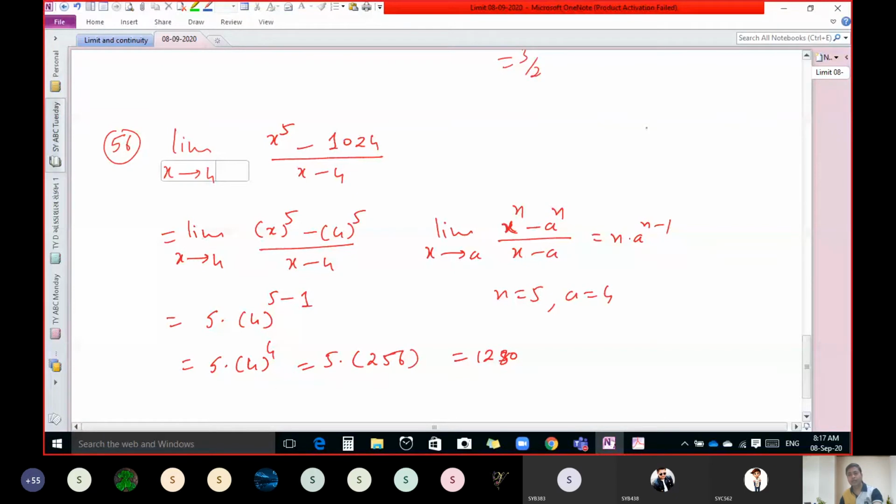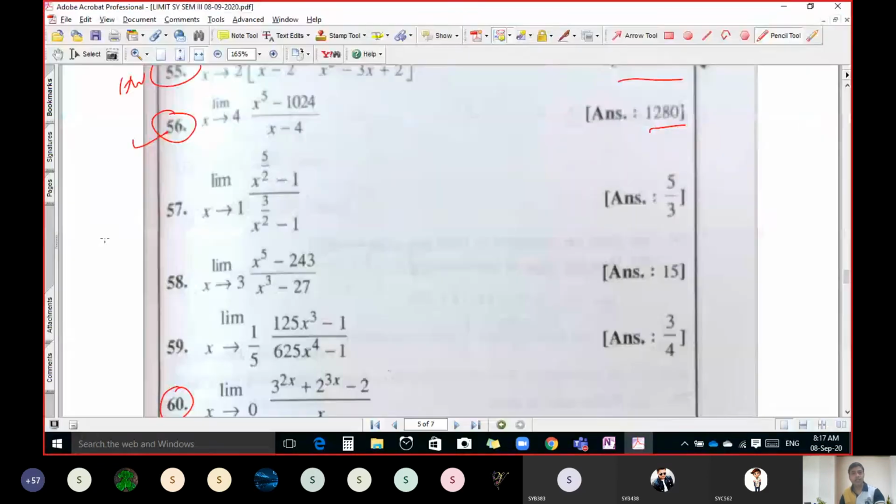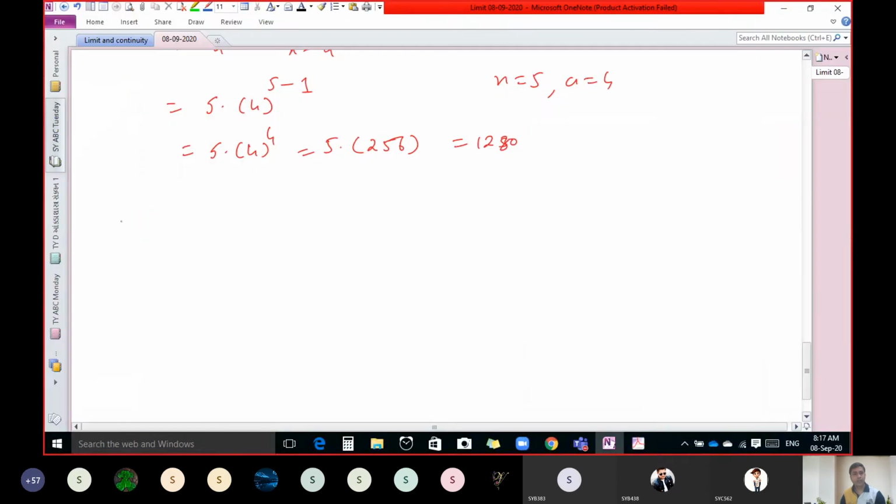You can check in calculator. So if we factorize this, then it becomes too much difficult. See, factorization is possible, but it becomes too much difficult. But if we use the above result, we get a very quick answer. Let us do question number 58. Limit x tends to 3, x raised to 5 minus 243 upon x cube minus 27.